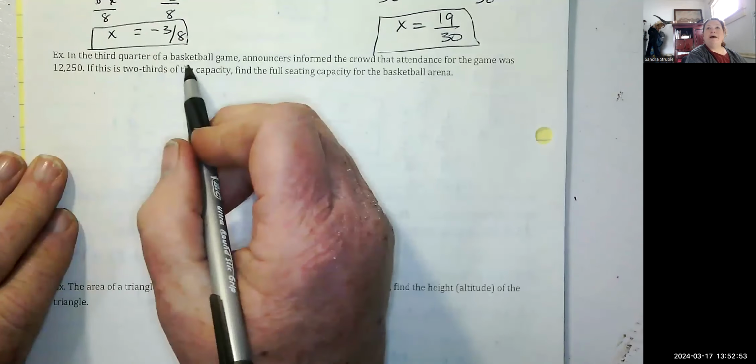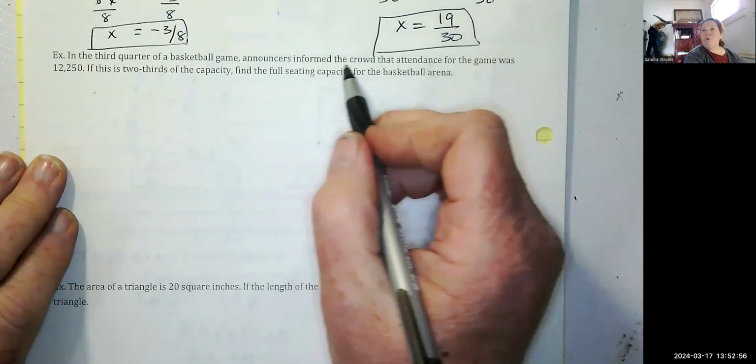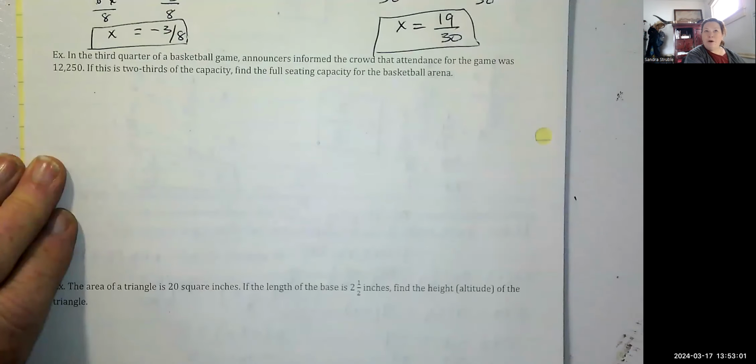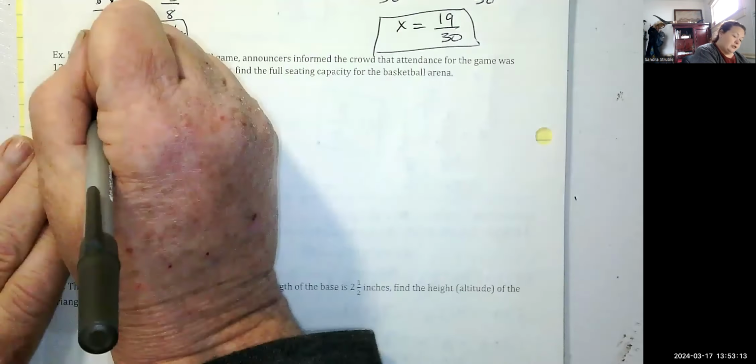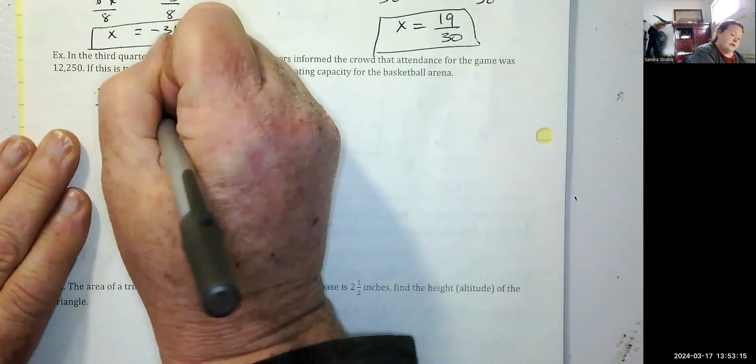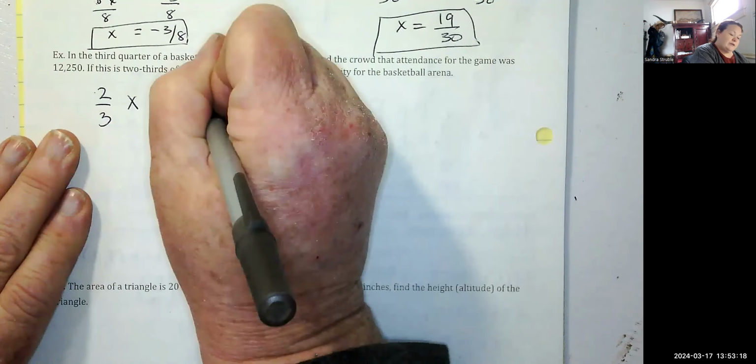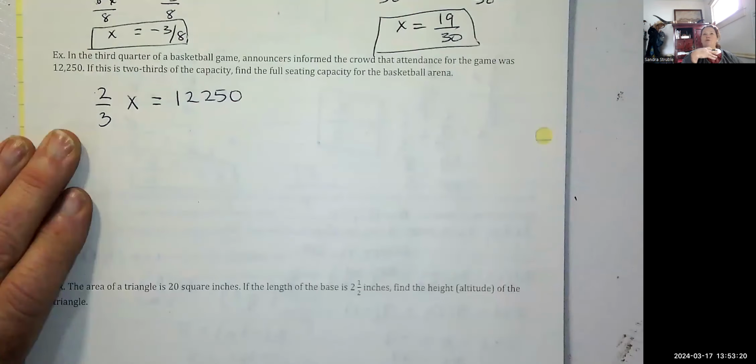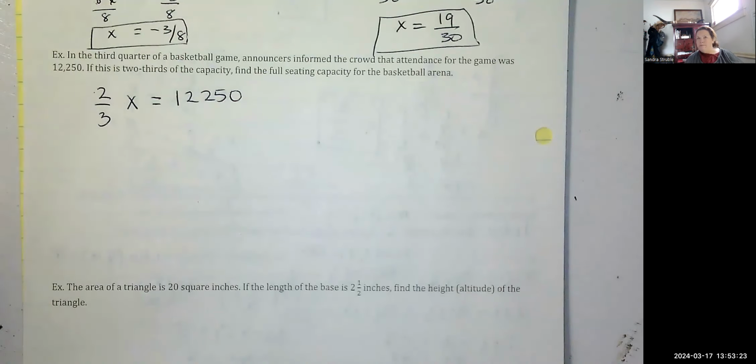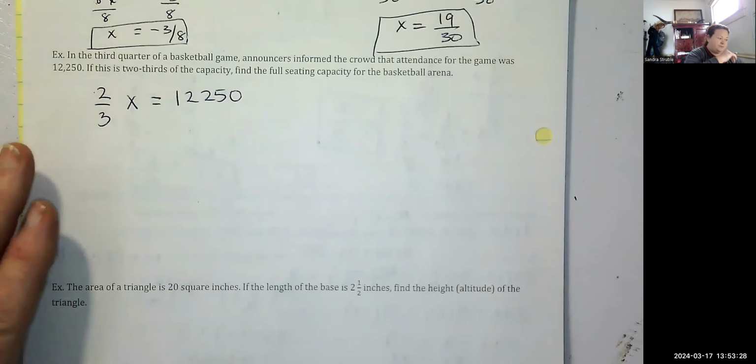In the third quarter of a basketball game, announcers informed the crowd that attendance for the game was 12,250. So there were 12,250 people at the basketball game. If this is 2/3 of the capacity, find the full seating capacity for the basketball arena. Well, they're saying that 2/3 of a number is equal to 12,250. So they're saying that 2/3 of the whole arena is only filled with 12,250 people.